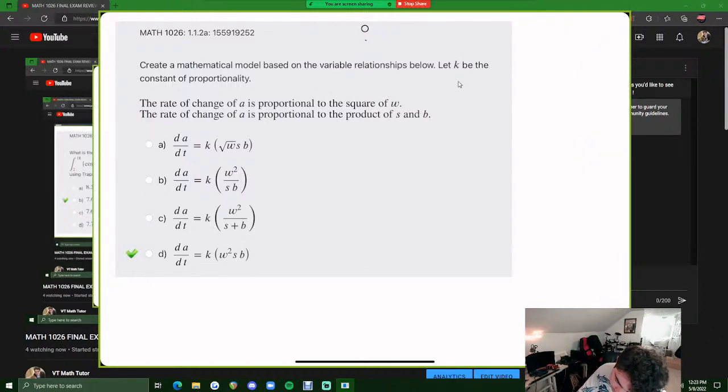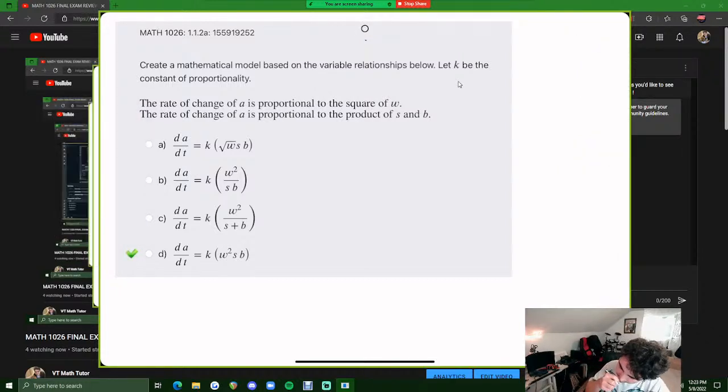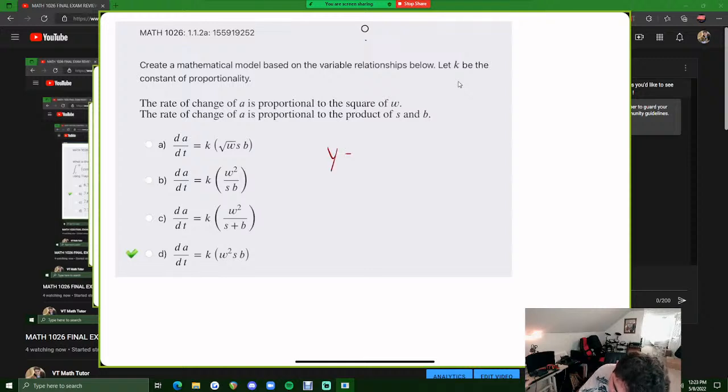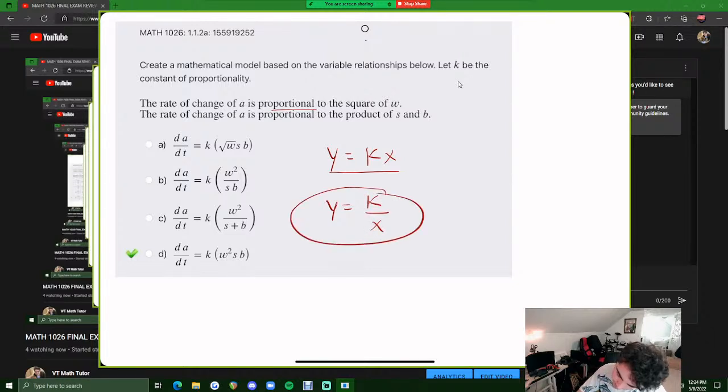All right, so the rate of change of A is proportional to the square of W. The rate of change of A is proportional to the product of S and B. So in this case, proportional, if they ever say Y is proportional to X, we are looking for something of this form, Y equals K times X. If they ever say Y is inversely proportional to X, that would be this. And so this is directly proportional. I'm just going to say direct. And then this is the inversely proportional.